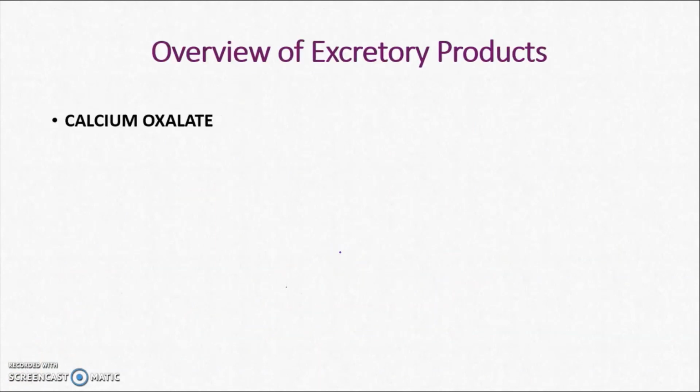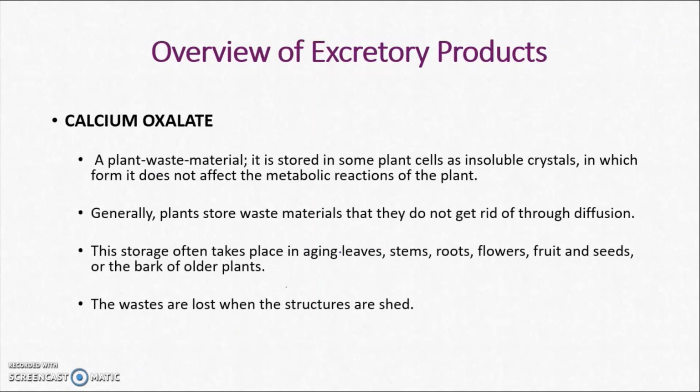The next excretory product we will look at is calcium oxalate. It is a plant waste material that is stored in some parts of plant cells, and it is stored as insoluble crystals, and in that crystal form they do not affect the metabolic reactions of the plants.